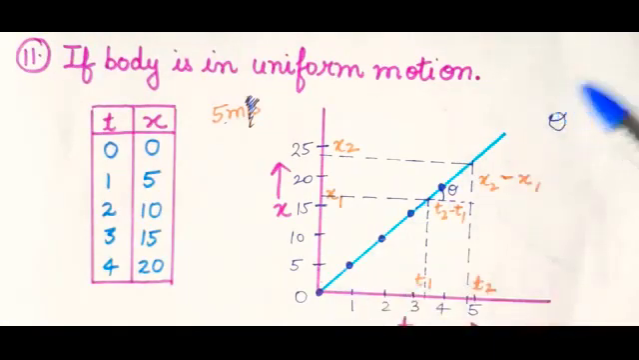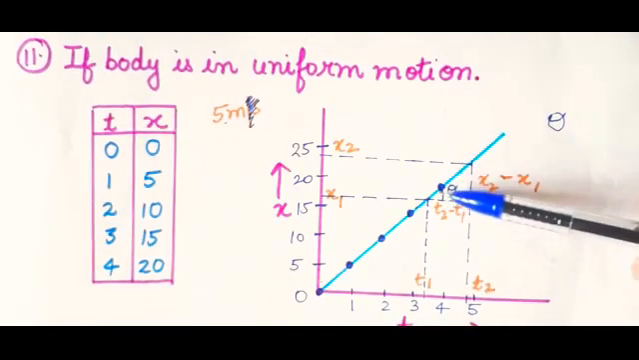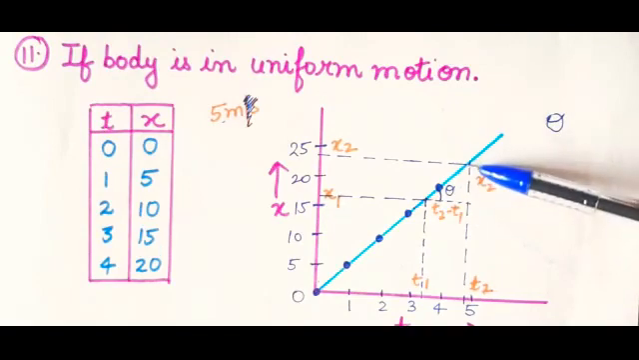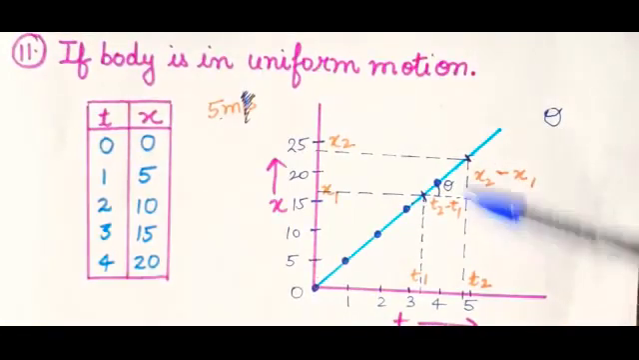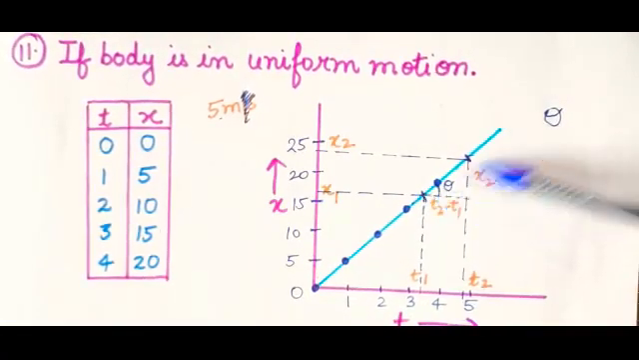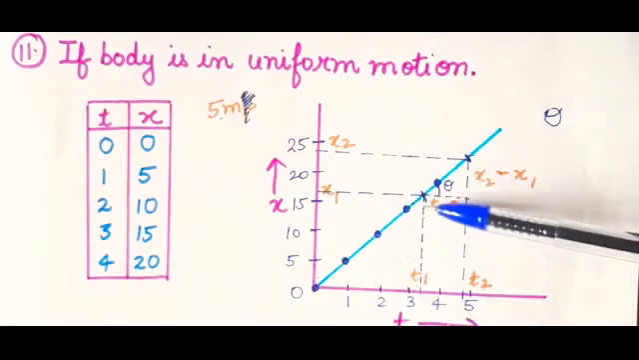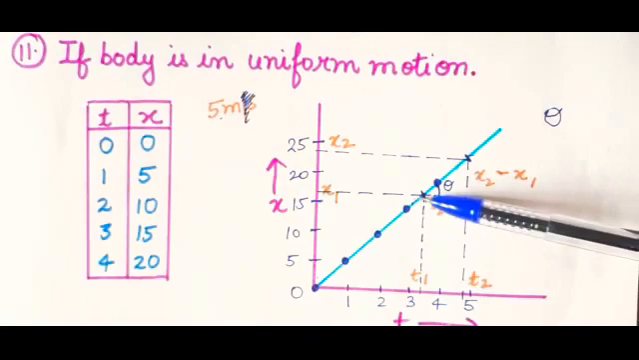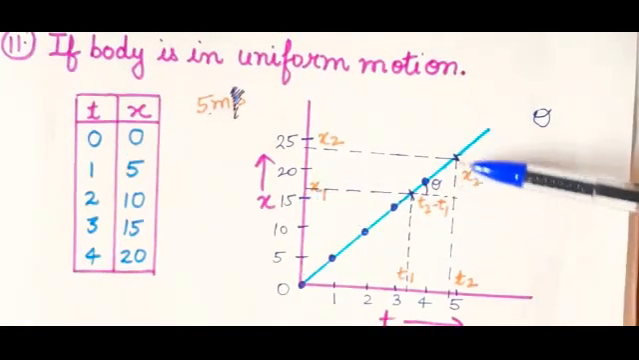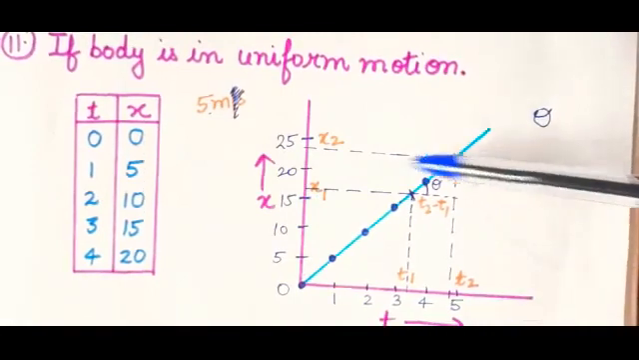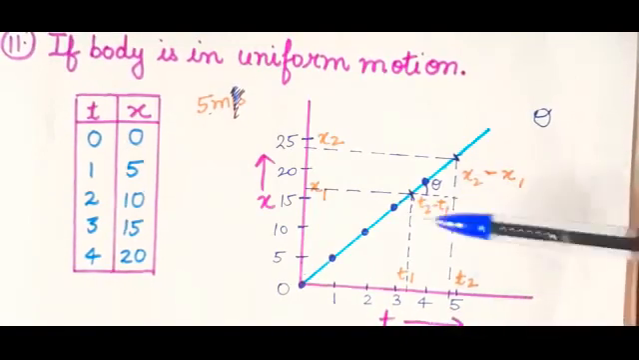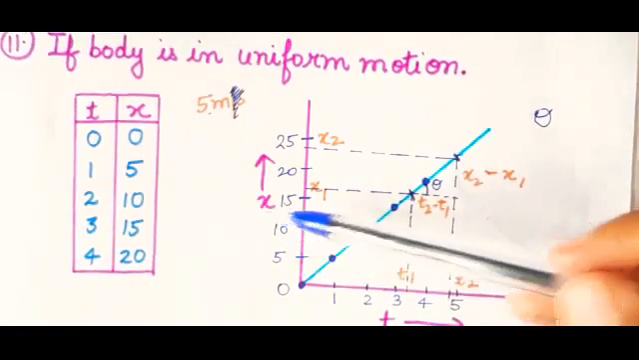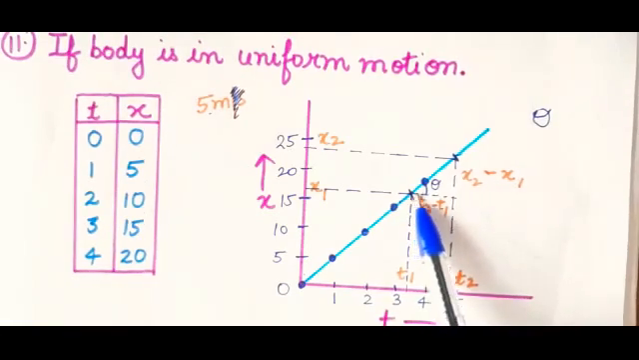Now, on this line, consider any 2 points anywhere. I have considered this point here and this one here. Now draw perpendiculars from both points on the time axis and the distance axis. I have drawn from here to the time axis and from this to the x-axis also. Now again from this point, on the time axis and again on the distance axis. After drawing the perpendicular lines from these points, join the line.